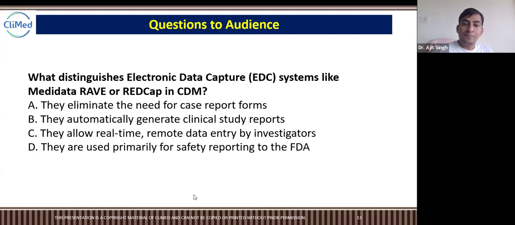Yes. B. Okay. Automatically generate the case report forms. Okay. Anyone else who wants to answer this?